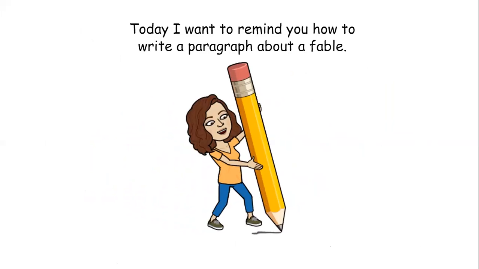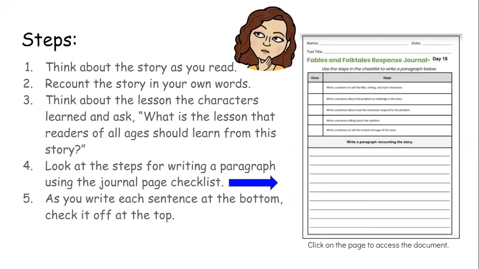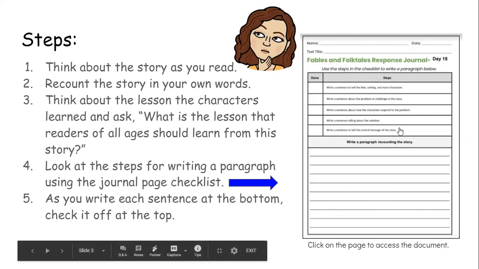And today I wanted to give you an example of how to write a paragraph about a fable, the work you have been doing in content. Let's think about the steps. Number one, always, anytime, we think about a story as we read. So that's step number one. Number two, recount the story or retell the story in your own words. Number three, think about the lesson the characters learn, and then consider if that is a lesson that we, the readers, can also learn. Number four, look at the steps for writing a fable paragraph in your journal checklist.